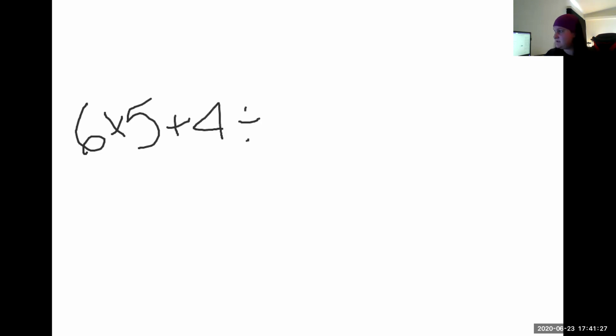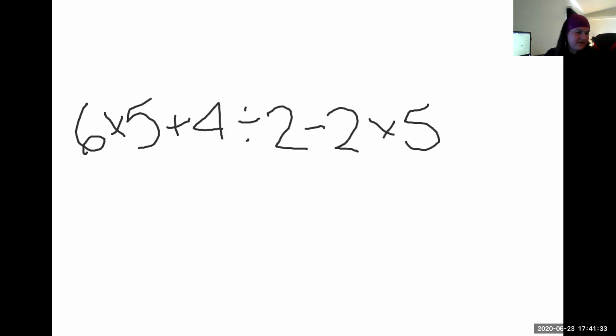And if any of these you're struggling with or it's not making really clear sense, Khan Academy is wonderful. Khan Academy is wonderful with understanding the order of operations and these equations. So here we have 6 times 5 plus 4 divided by 2 minus 2 times 5. Now, if you have an equation like this on your exam, you can just plug it in.